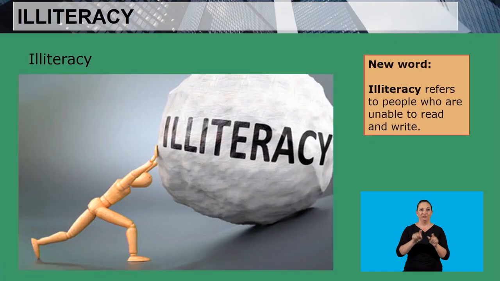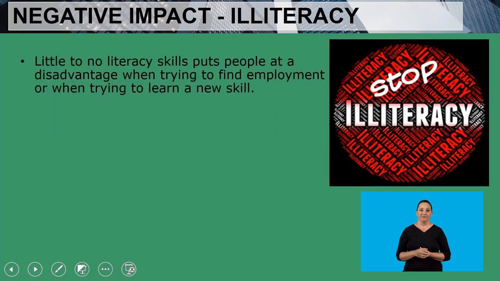Illiteracy. There's a new word there. It refers to people who are unable to read and write. Little to no literacy skills put people at a disadvantage when trying to find employment or when trying to learn a new skill. So people who cannot read, who cannot write, it becomes a problem for businesses to employ them, because how can a business enter into contract with someone who cannot read, with someone who cannot write? So it becomes a challenge entering into a contract or employing that particular individual, because now you have to train them, you have to explain what's even written on the contract. A person cannot understand, so it becomes a problem to employ such people.